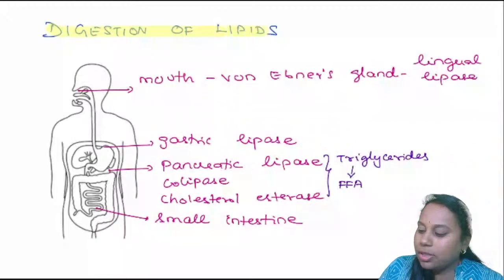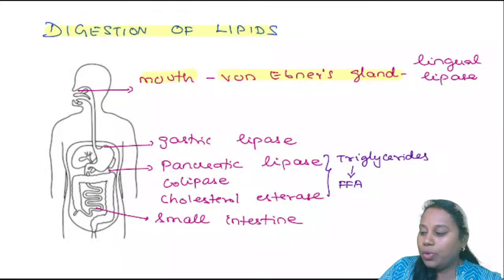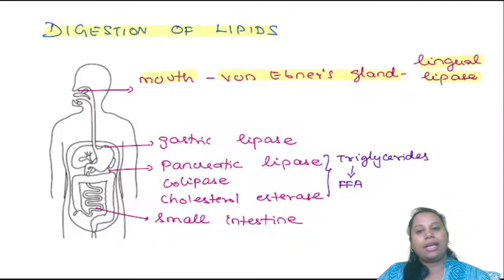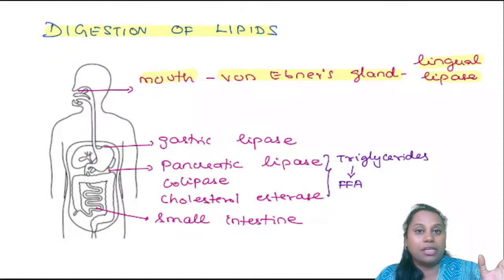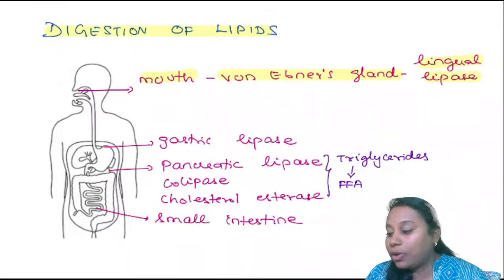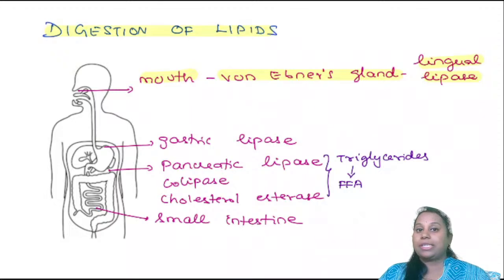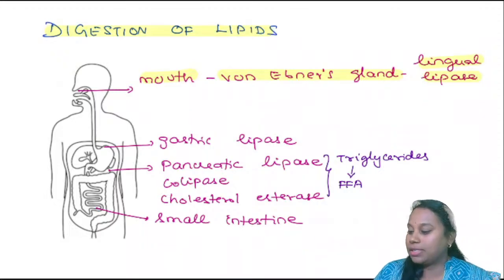Lipid digestion. In the mouth, von Ebner's glands produce lingual lipase, which has a very small role in the digestion of lipids. This is not as important as amylase. When you compare amylase and lipase, amylase is the most important. Also, lingual lipase does not come from other salivary glands; it comes only from von Ebner's glands.